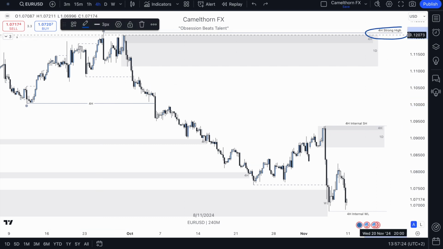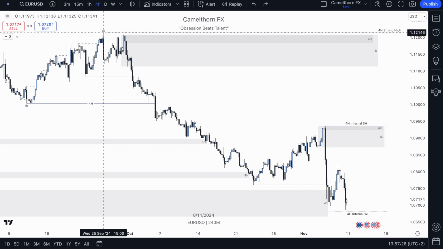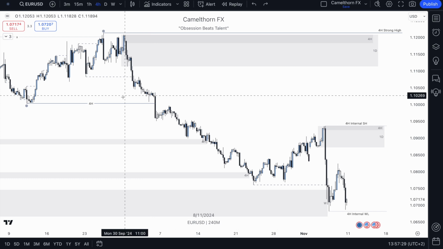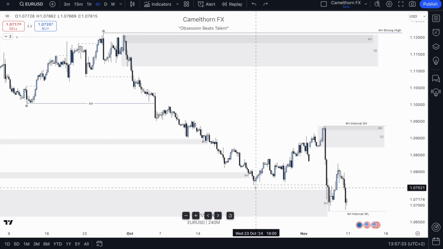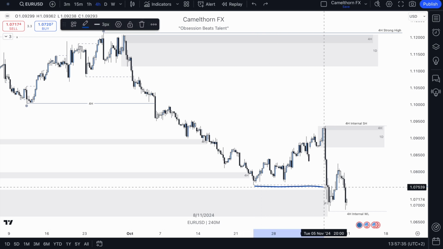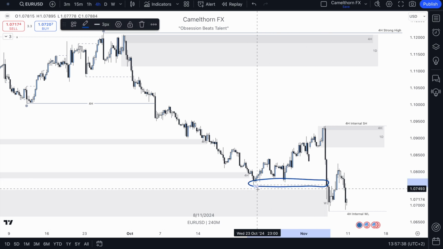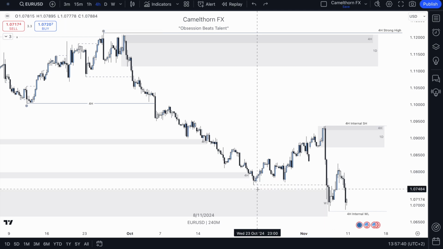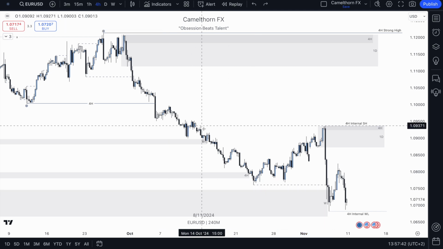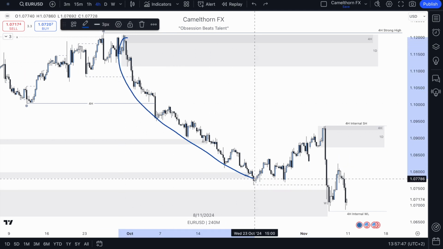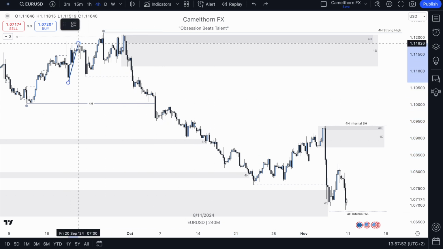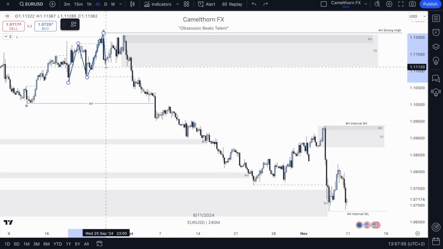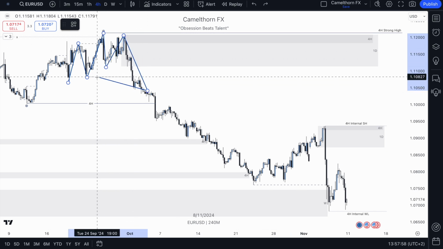I do have my 4-hour strong high marked out, as that is the starting point of the impulsive phase which generated my break. And now the reason why I do not view this as a 4-hour break of structure, but rather a 4-hour internal break of structure, is because of this price delivery in here. The point at which my 4-hour internal structure shifts from bullish to bearish is this point in here.